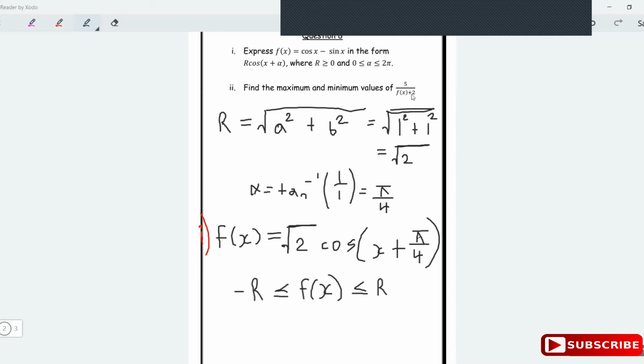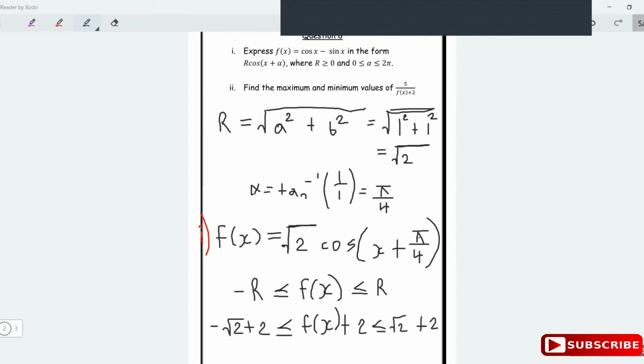So since those are all the possible y values, what if we were to add 2 to it? By adding 2 to all sides, f of x plus 2 is going to be between, add 2 to both sides, r, which is root 2. So f of x plus 2 is going to be between root 2 plus 2 and minus root 2 plus 2. Nice. This is where f of x plus 2 is in between.